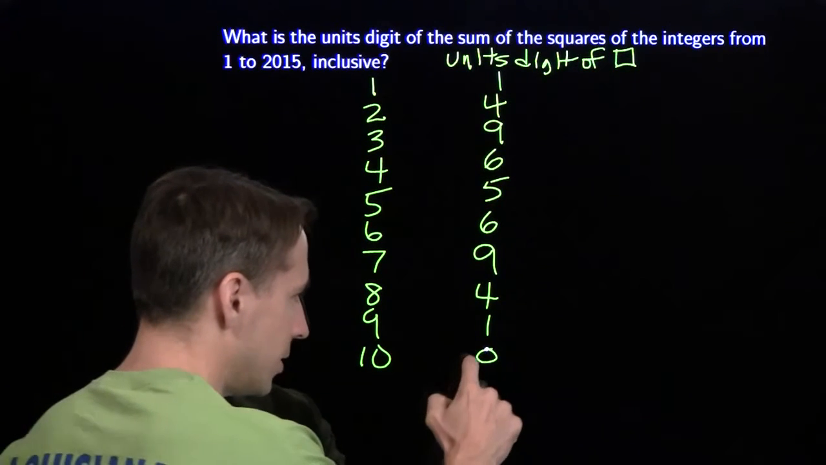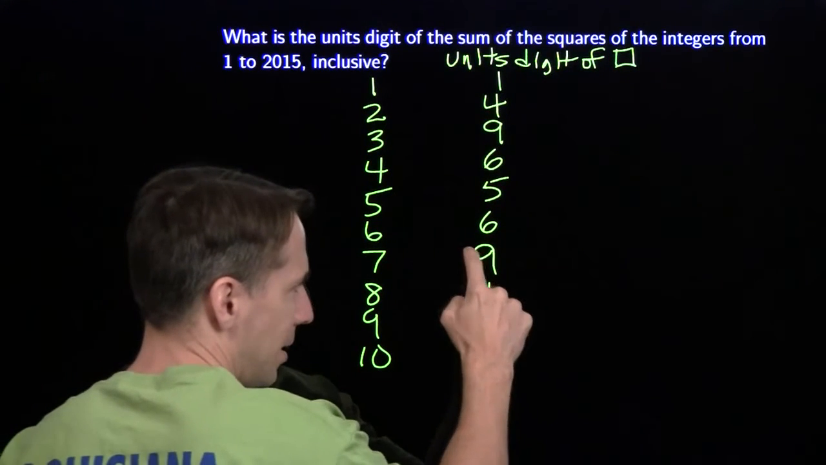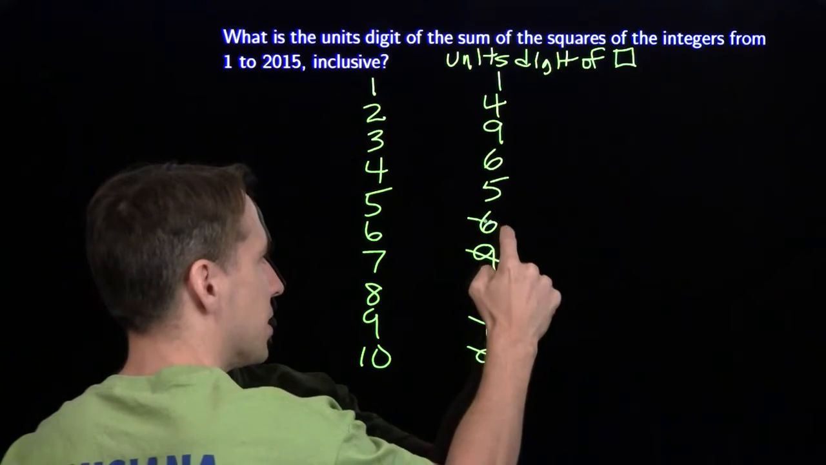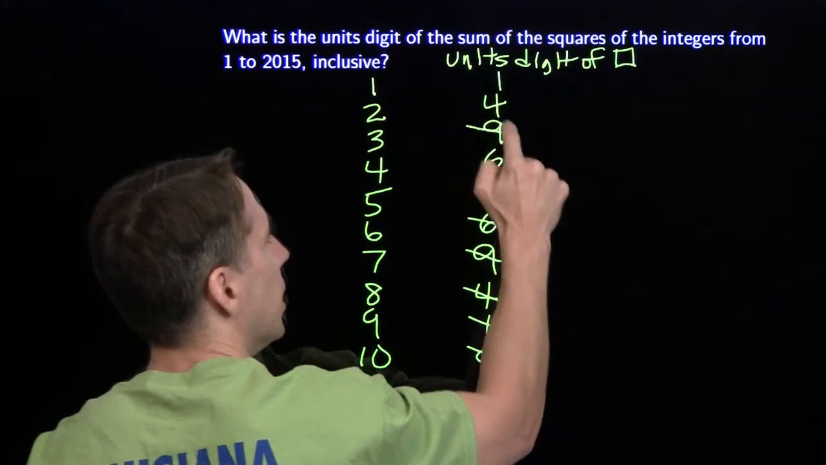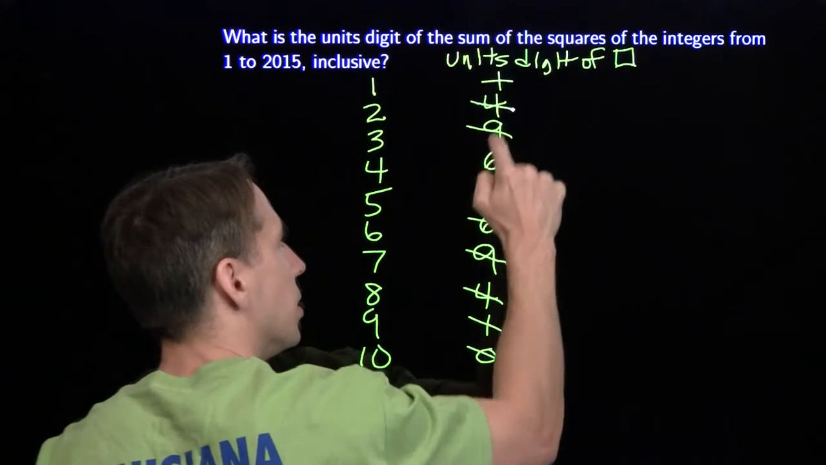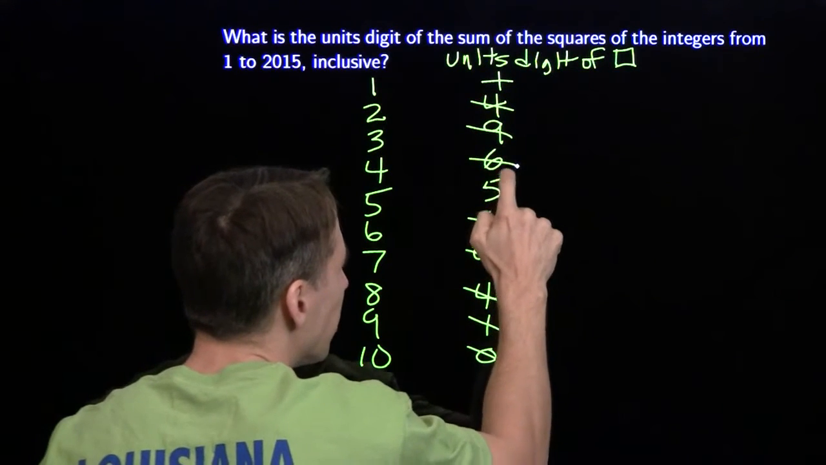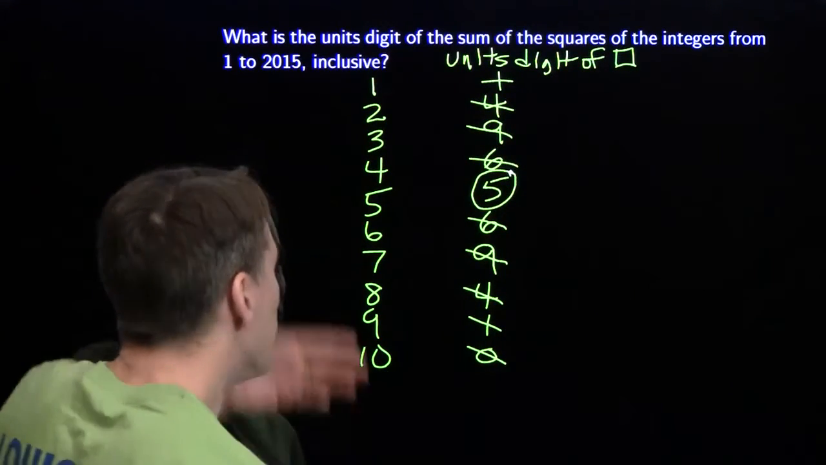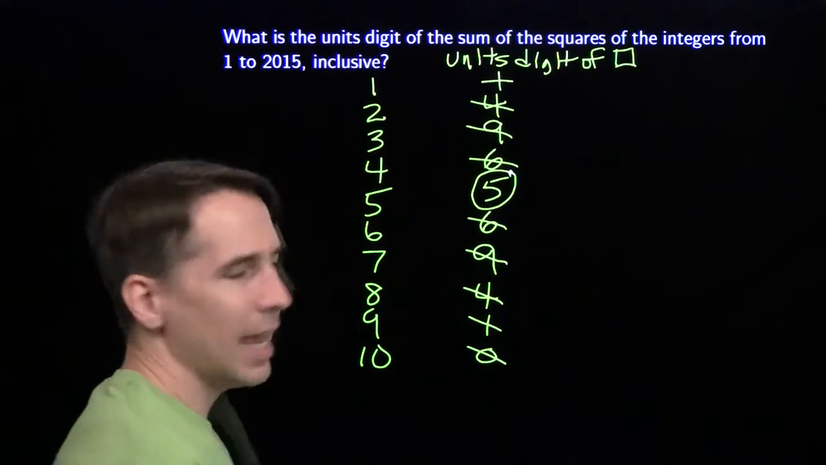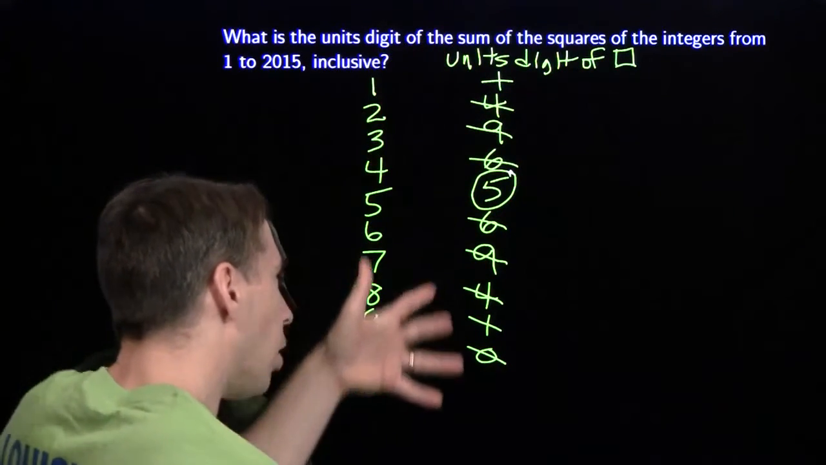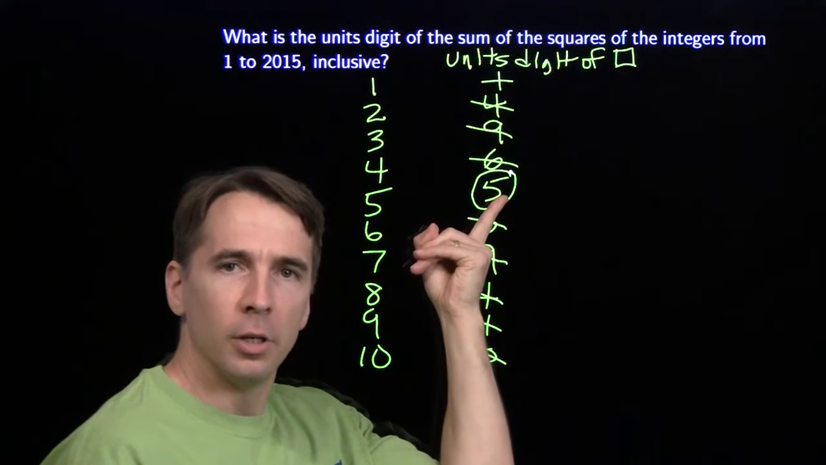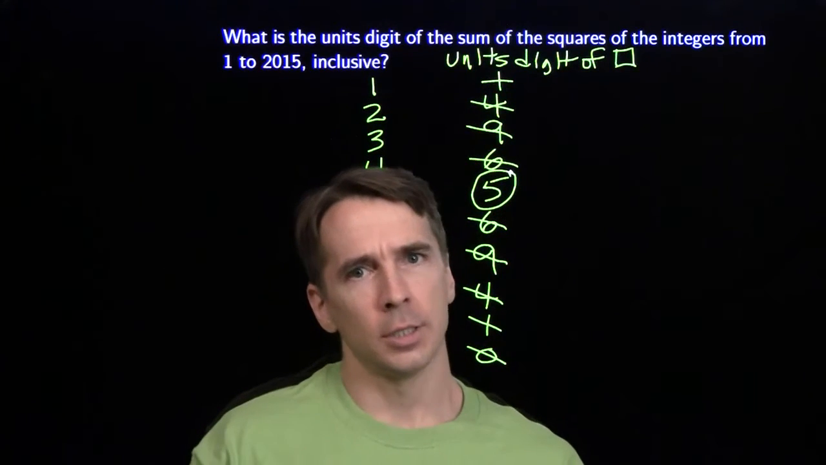Well, we don't have to care about the 0. And we can pair up the 9 with the 1, pair up the 6 with the 4, pair up a 9 with a 1. It's going to give us another 0. Pair up a 6 with a 4, it gives us another 0. We don't care about zeros, and we're only left with this 5. So when we square the numbers from 1 to 10 and add them all up, the units digit is going to be 5. Now what happens when we go from 11 to 20?